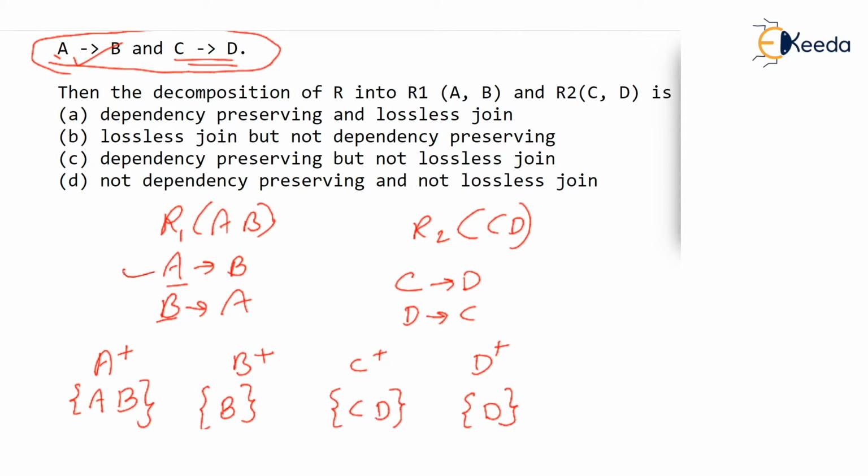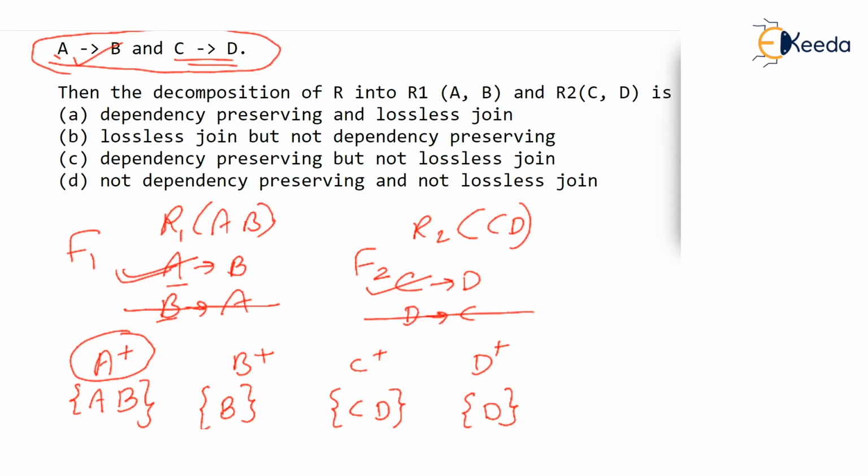So is this A determines B possible? Yes, it is possible because A closure contains B. You observe. B determines A is not possible. B closure does not contain A. C determines D is possible because C closure contains D, and D determines C is not possible because D closure does not contain C. So this is the set F1, this is the set F2.